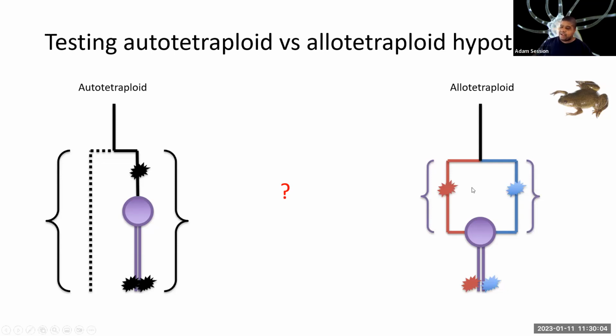So I should say I'm kind of speeding through this background because I'm assuming most people here understand the difference between auto and allotetraploid. But the main thing here is when you have the two distinct progenitor species in an allotetraploid model, this gives you a chance to have the two sets of chromosomes in different nuclei. When they're present in different nuclei, transposons are able to paint each of them individually.